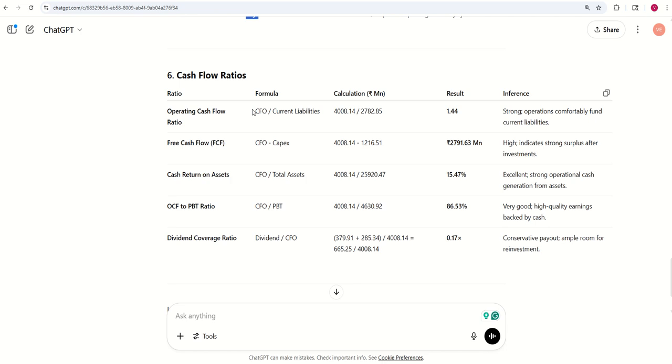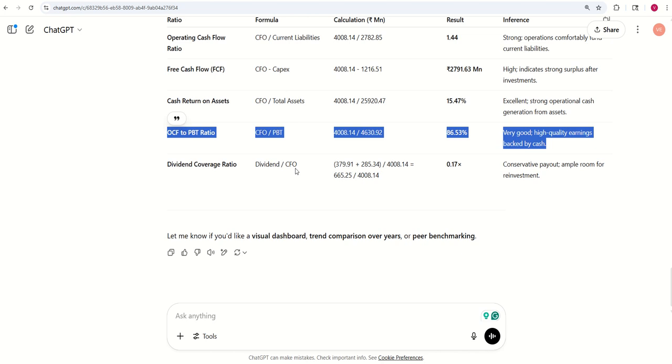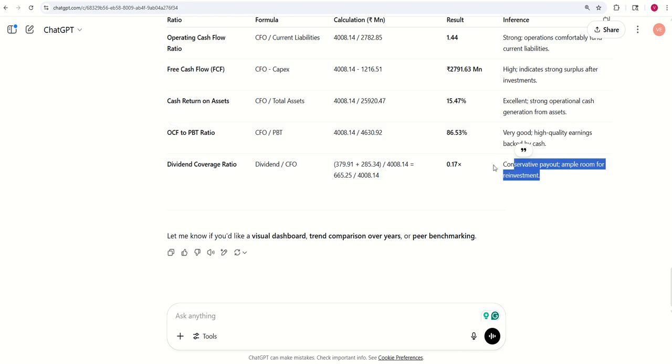So the operating cash flow ratio, like CFO divided by current liabilities, free cash flow, cash return on assets, then the OCF to PBT ratio. This determines how much of the profit shown in the P&L statement is really converted to cash. Then the dividend coverage ratio, dividend by CFO: how much of the cash flow from operations is paid as dividend. Cash flow from operations is the real money, mind you. So it's a conservative payout. Only 0.17, or 17%, of the CFO is used to pay the dividend. So it says there is ample room for reinvestment, in which case it might be reinvesting in growth.